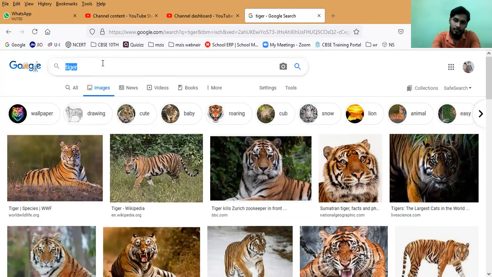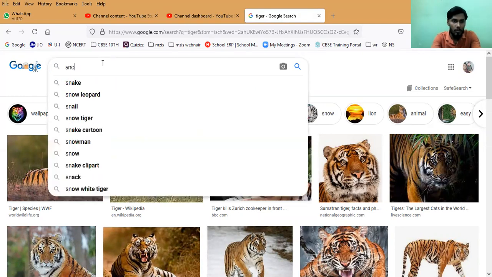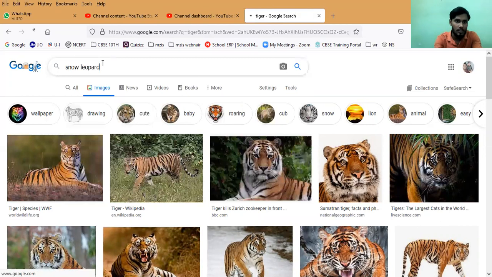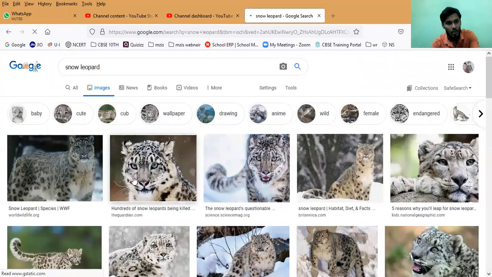Next, snow leopard. This is the snow leopard. You can observe. Google is coming. It is like a cat. Have a look. You can watch it in Hollywood movies. This is called the snow leopard. Very less in count now.